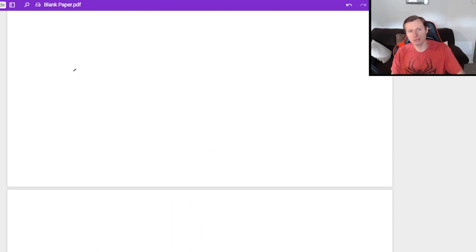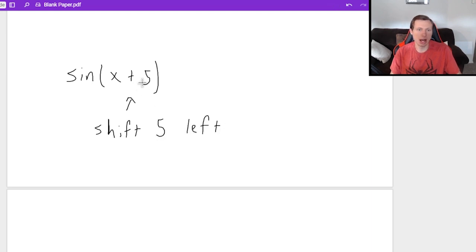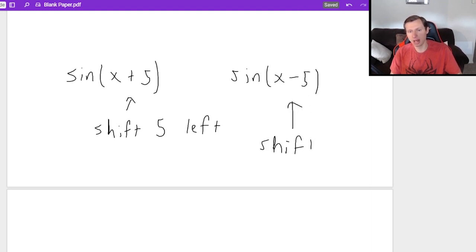So if you have the sine of x plus 5, for instance, then that should be a shift 5 to the right because it's positive. Except with horizontal shifts, it's always the opposite. This would actually be a shift of 5 to the left because it's the opposite. If I had the sine of x minus 5, well now that's a shift 5 to the right. So it's just the opposite.